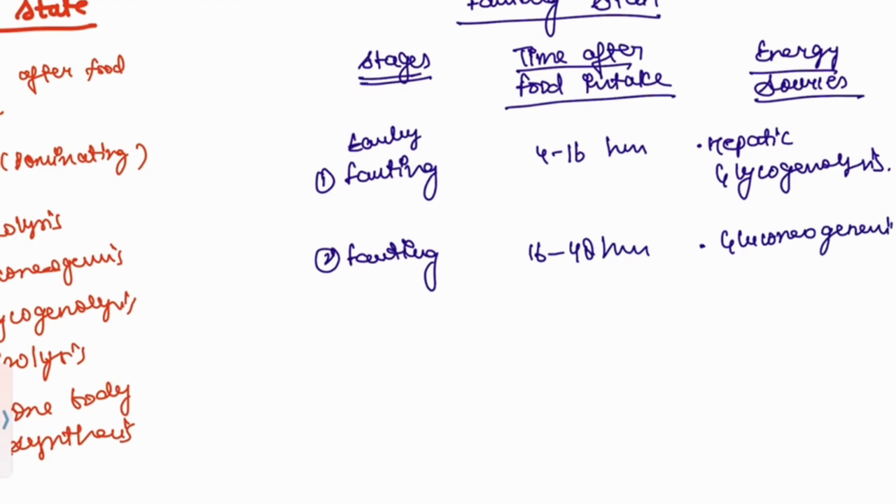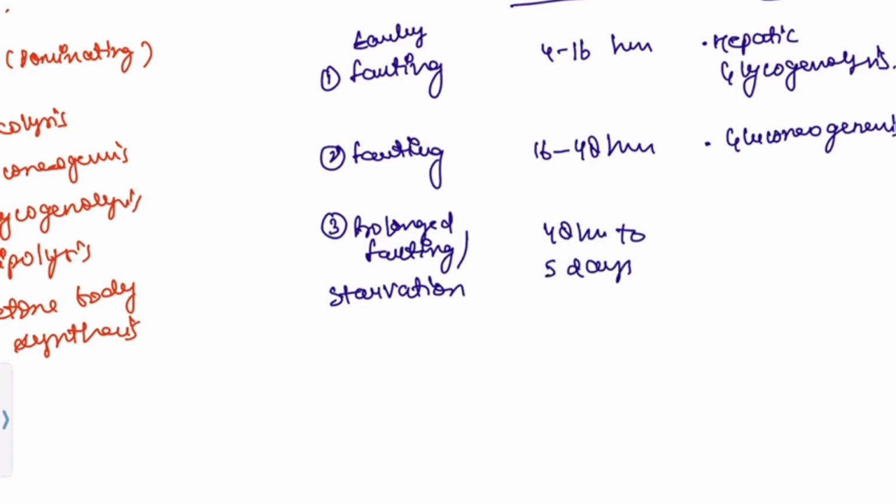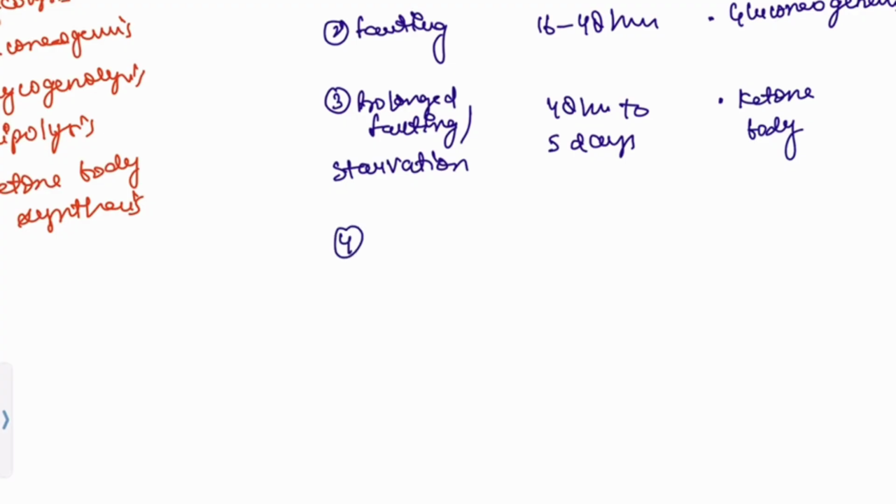Next stage is prolonged fasting or starvation, which is 48 hours to 5 days after food intake, and the energy source is ketone body. Last stage is prolonged starvation, which occurs after 5 days of food intake, and the energy source for this stage is muscle proteolysis.